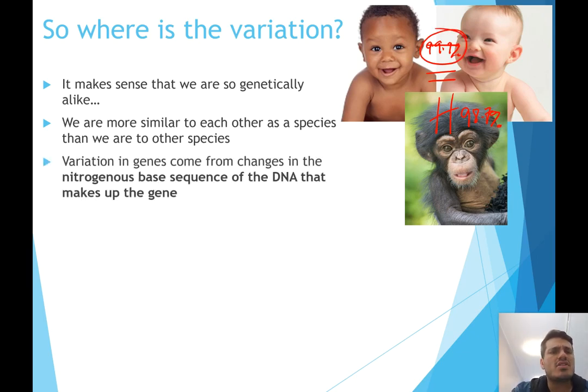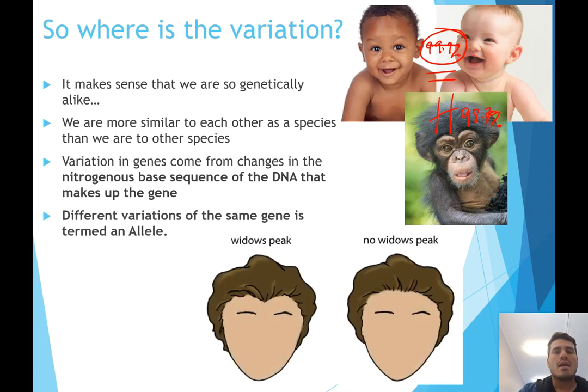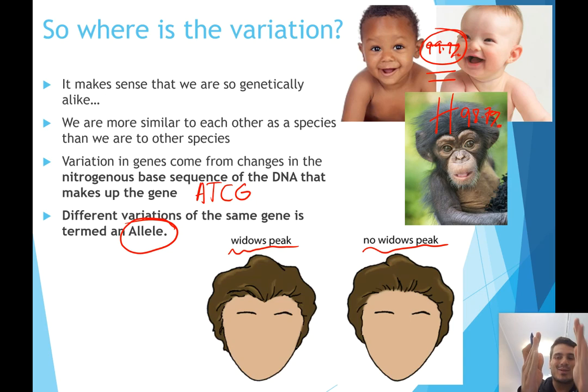So the variation in genes actually comes from changes in those nitrogenous base sequences of the DNA making up the gene. Okay, so pretty much the changes in the A, T, C's, and G's. And that leads to different variations of genes. And we call these different variations alleles. Okay, a great example of an allele is widow's peak. We love talking about widow's peak because it's just coded by one single simple gene.